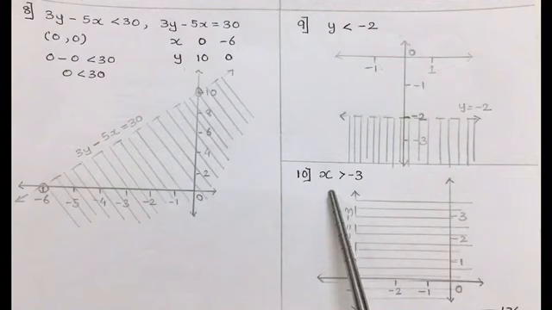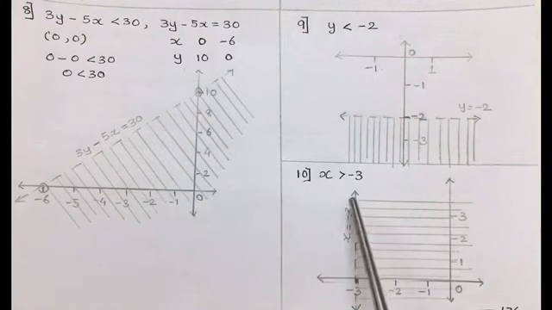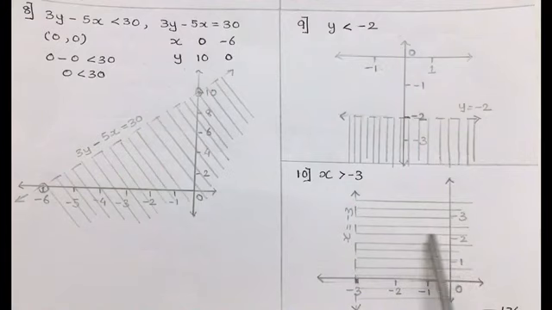10th one is x is greater than minus 3. Now minus 3 lies towards the negative side of the x-axis, and as it is one variable, the line drawn will be perpendicular to the x-axis, passing through minus 3. Again it will be a dotted line as the equality sign is not there. Now x is greater than minus 3. So all the values towards the right side of minus 3 are greater. Hence the right of minus 3 is being shaded.